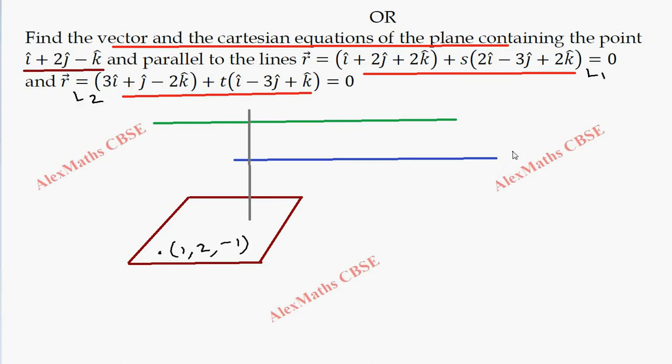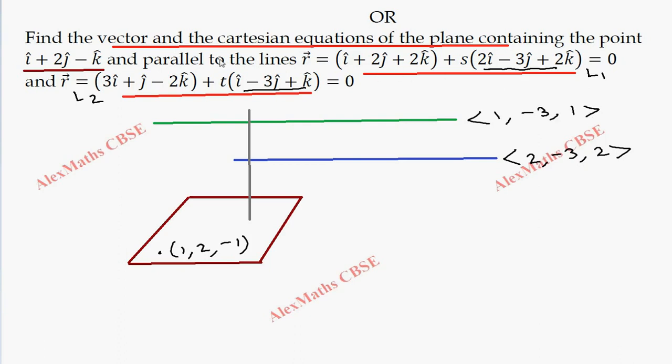For line 1, we are going to write only the direction ratio from here. That is 2, minus 3, 2. And for line 2, again the direction ratios, we are going to take its coefficients: 1, minus 3 and 1.